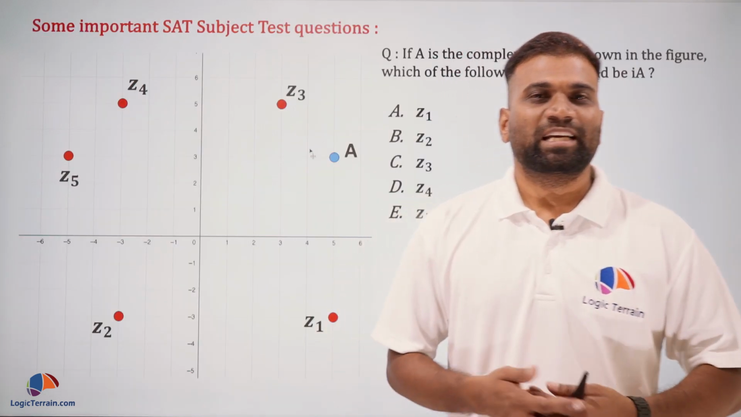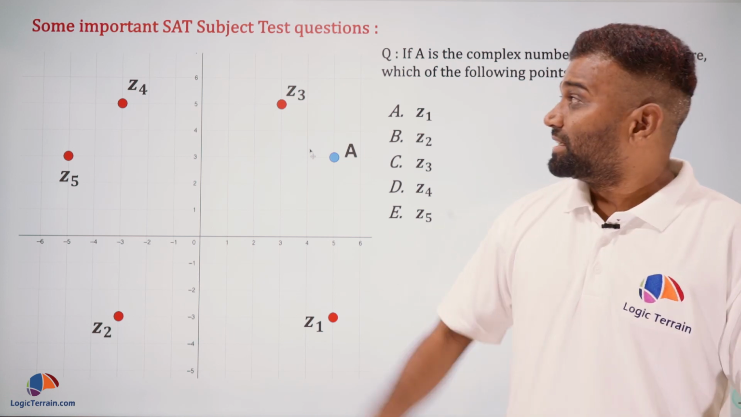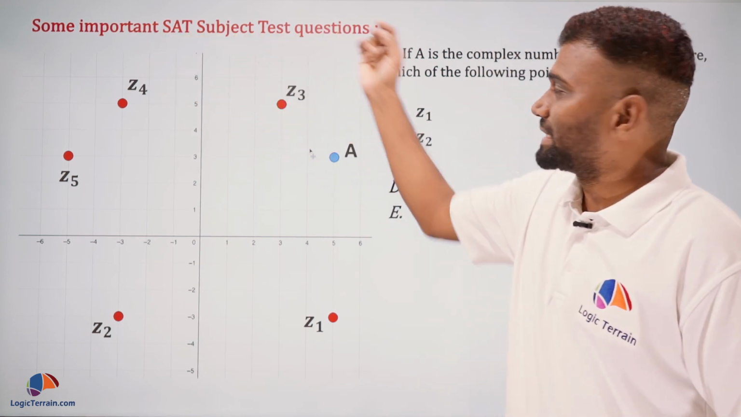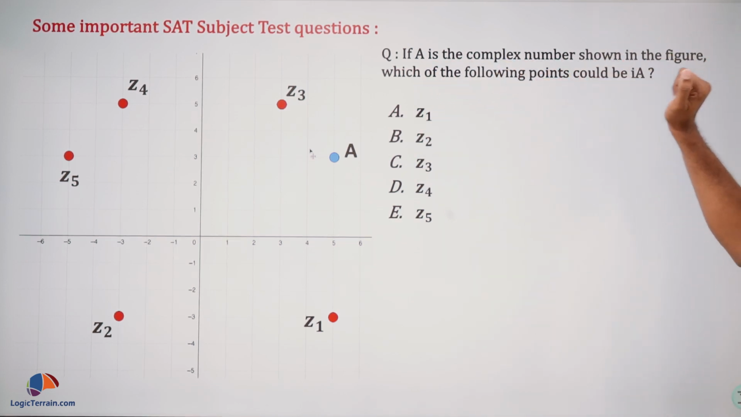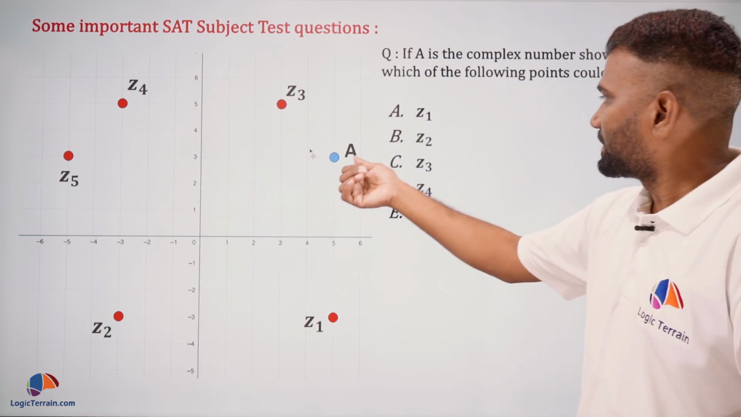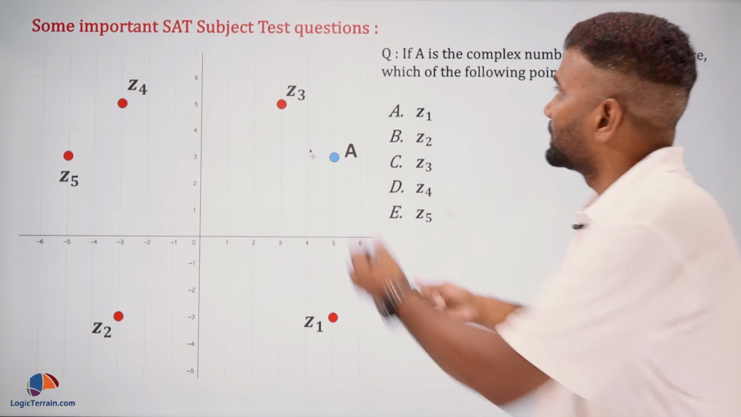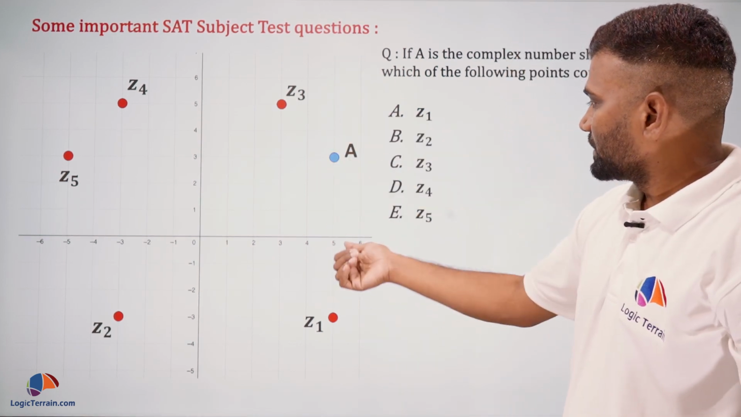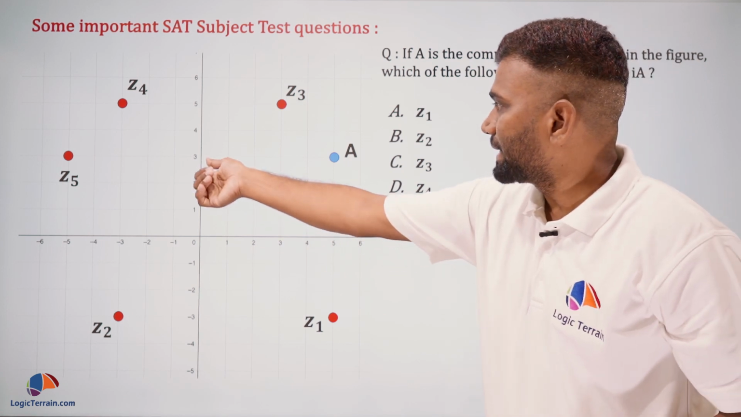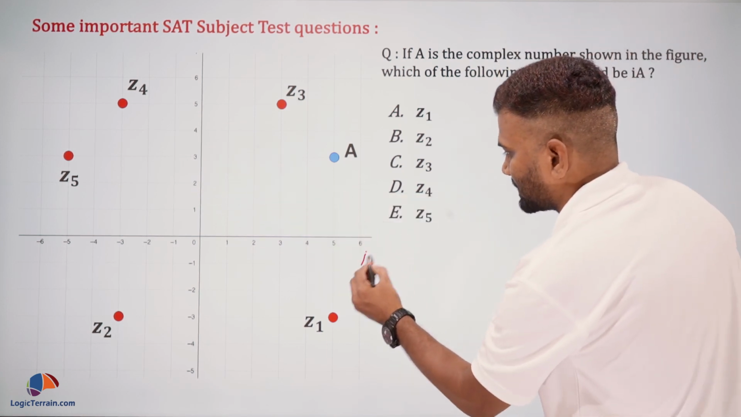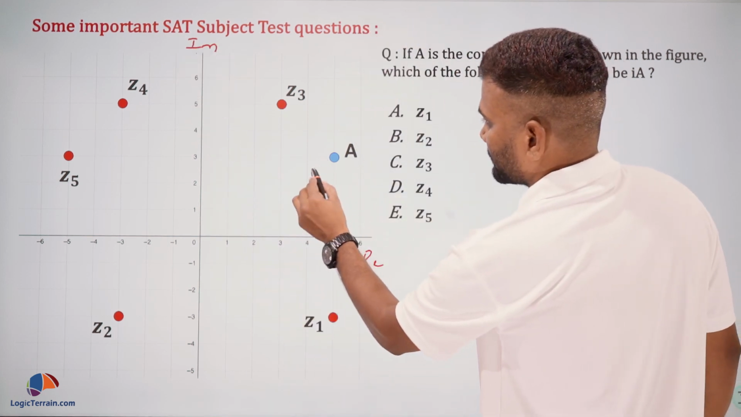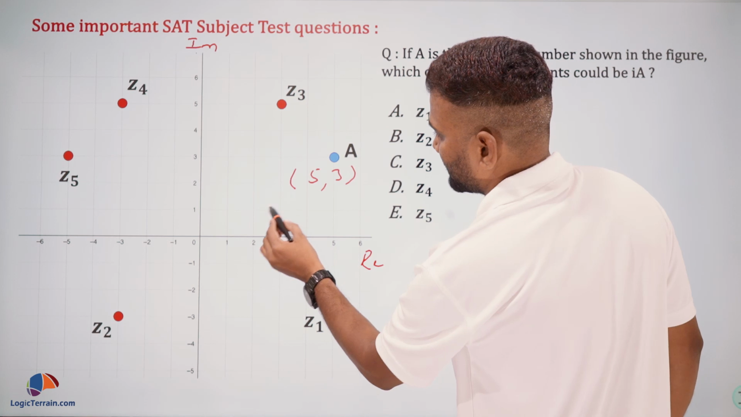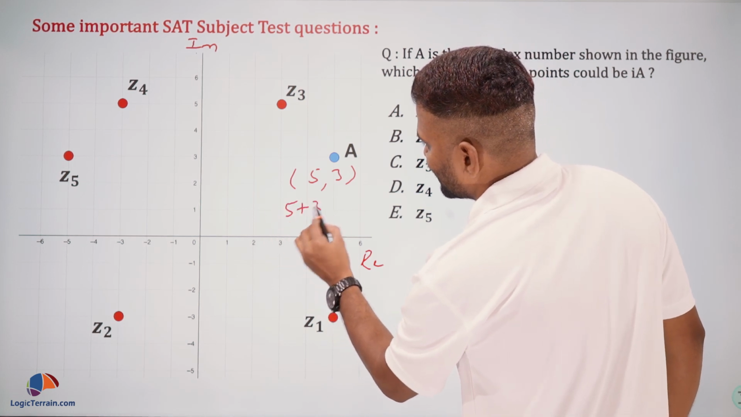Clear? Now we have entered the final section of this session. Here are some important SAT subject test questions. Here is the first question. If A is the complex number shown in the figure, which of the following points could be iA? Here is A in this graph. So A represents 5 and 3. This is the real line, this is the imaginary line. So A represents 5 comma 3, which is nothing but 5 plus 3i.